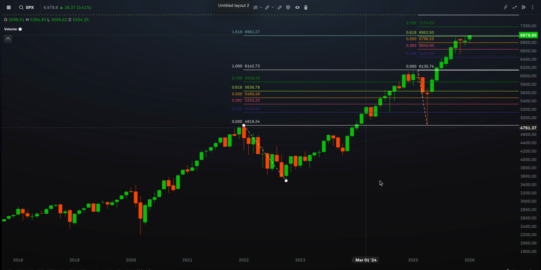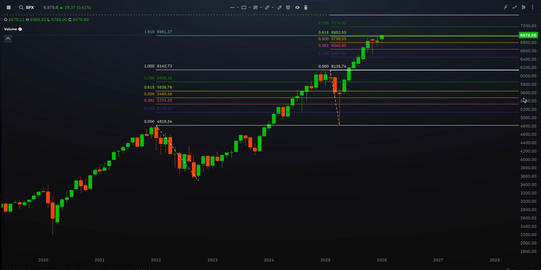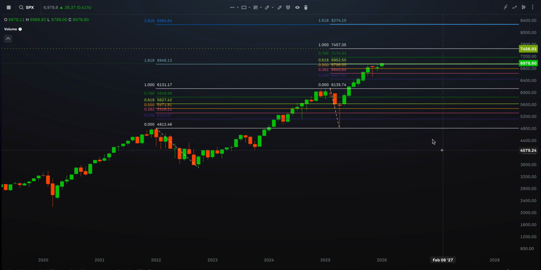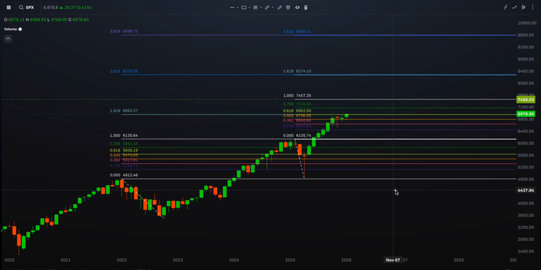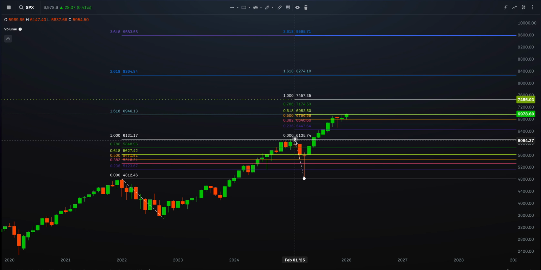Now, just again comparing the current target levels. If I draw the highs and lows and exactly draw the Fib extensions for Feb 1, 2025, which has the major high, and the major low at April 2025, when I draw the Fib extensions, the major resistance comes around 7457.